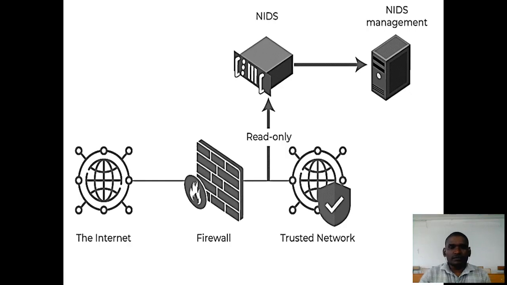Okay, this is a model of NIDS installed at one network point: the internet, then the firewall, then the NIDS management, and then the trusted networks. These are the trusted networks. If any unwanted activity or abnormal behavior occurs in the networks, it immediately sends a message to the NIDS management and the administrator. Based on that, the administrator can take preventive actions. That is the NIDS concept. Okay.